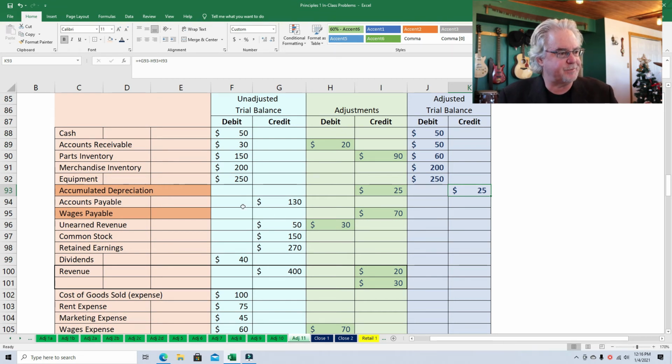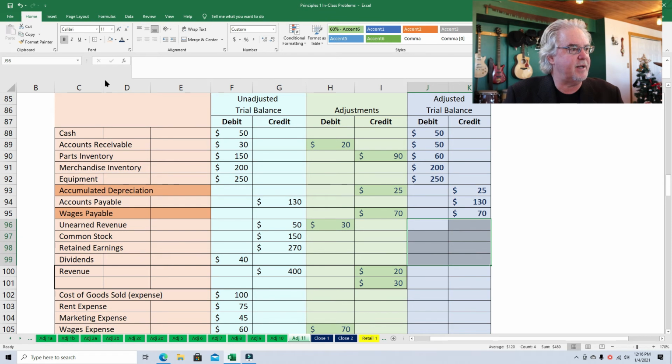Let's just do a couple more. Accounts payable starts out being a credit for 130, no adjustments, so we'll have a credit of 130. Wages payable, nothing in the unadjusted trial balance. However, we're crediting it for 70, so we will have a credit of 70. I hope you're seeing the pattern here. And folks, it just goes on and on and on down here.